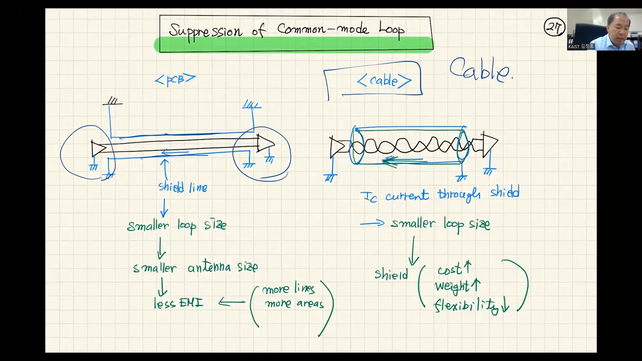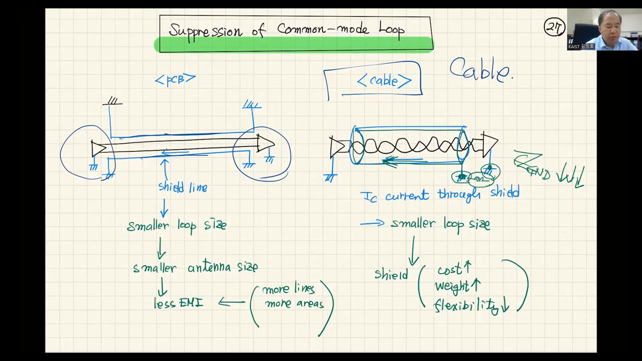And at the end of the cable, this shield should be grounded to the I/O circuit ground. And the inductance and resistance between the ground point of the shield and the ground point of the I/O circuit inside the chip should have very low impedance. So ground impedance should be extremely small. That is a very practical task when we are designing the interconnections.